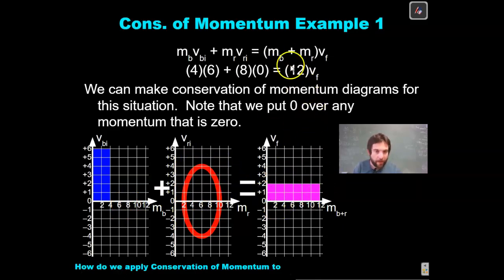The total mass is 12, so even if we didn't know the speed, just by using these charts we can kind of figure out what the speed is. So it's 12, and then 12 times what will get the equation equal to 24.